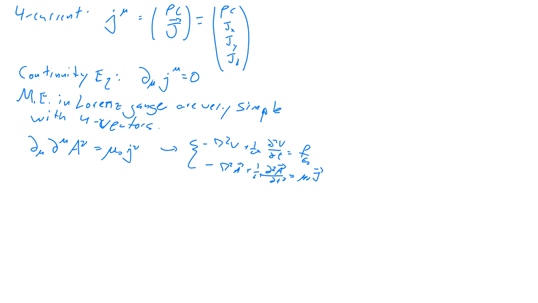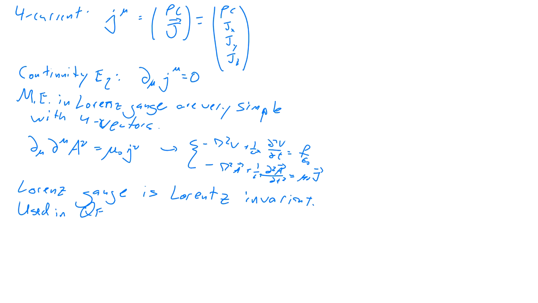So why is this useful? The Lorentz gauge is Lorentz invariant. That means it doesn't change as you move to different reference frames moving at constant velocity with respect to each other. So it's used in quantum electrodynamics and particle physics, anything where we've got lots of relativity involved.